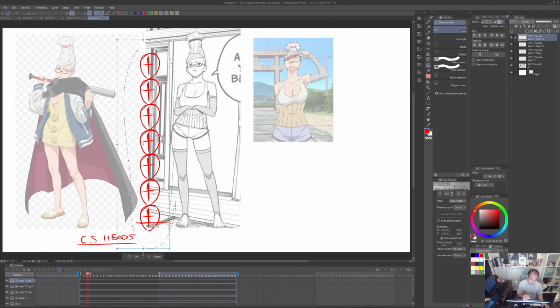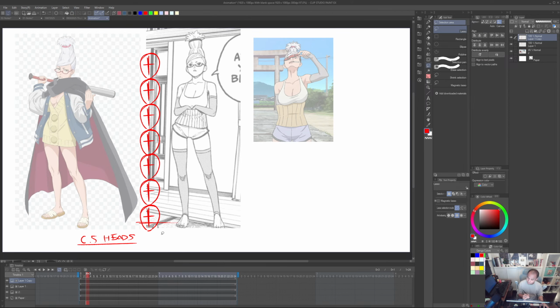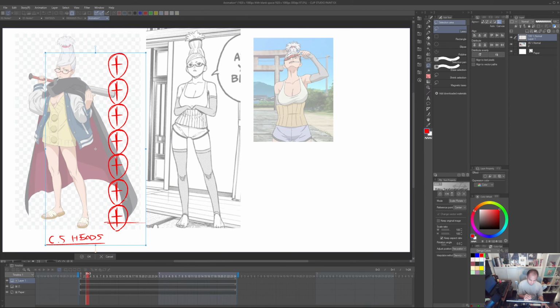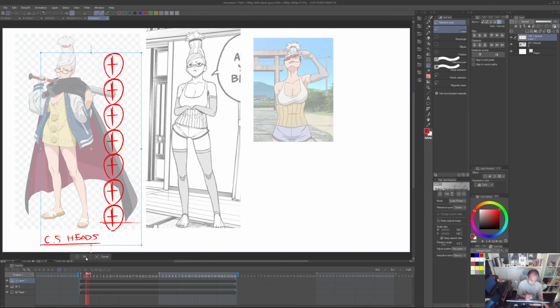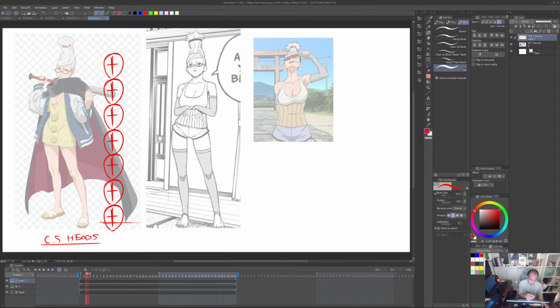And again, I'm using this manga as my reference. 6.5 heads. Just want to make sure that I put that aside, while also trying to stay relatively the same as the anime, right? So the shape, we can see the overall shape of the hair, like that.